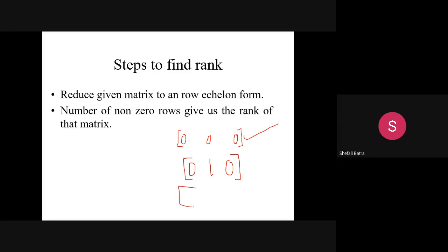This is also non-zero, this is also non-zero, and if all are 1 1 1, it is again non-zero. This is the only zero row. You need to count the number of non-zero rows. If you are having such a type of row in your matrix, 0 0 0, it is a zero row.